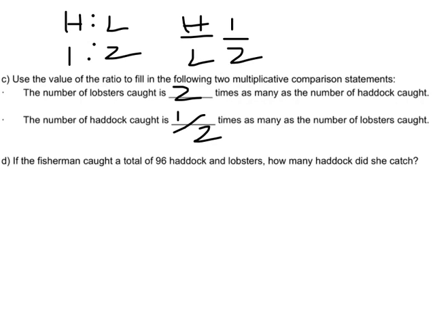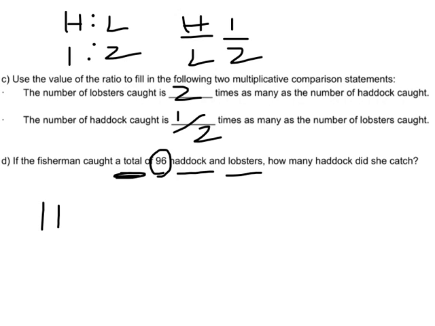If the fisherman caught a total of 96 haddock and lobsters, how many haddock did she catch? So here's the thing. See the word total. That kind of triggers something for me. Got 96 total haddock and lobsters. What is the tool that we can use when we have ratios and we're given a total? It's a type of diagram. That's right, it's a tape diagram.